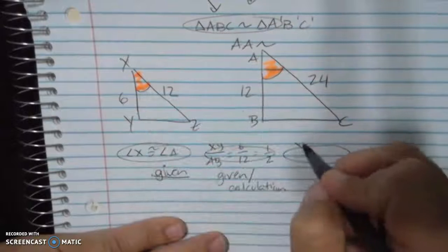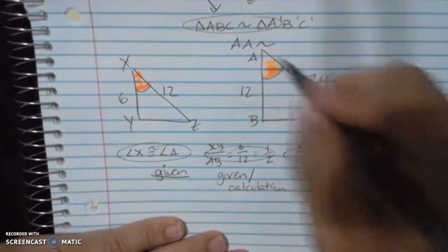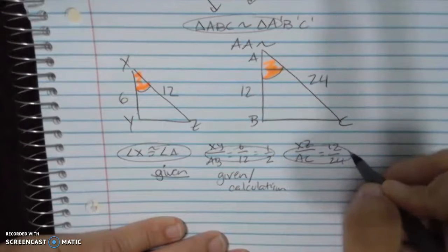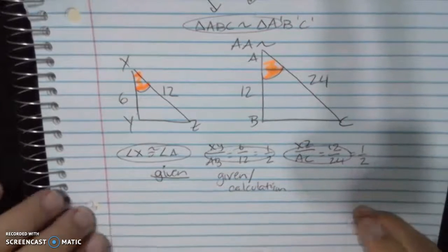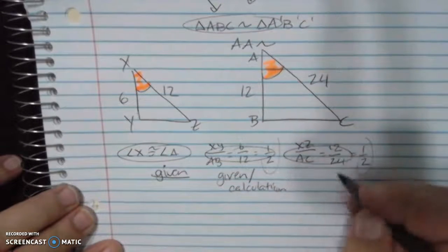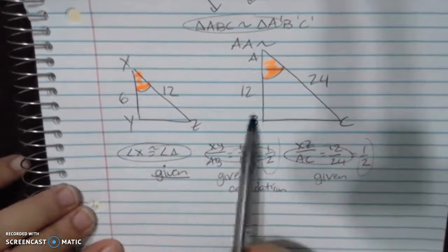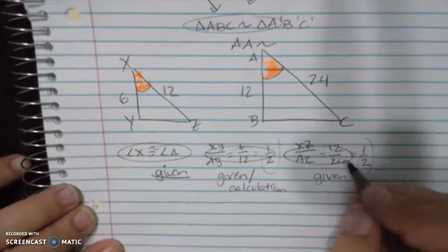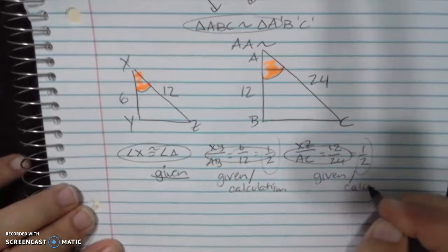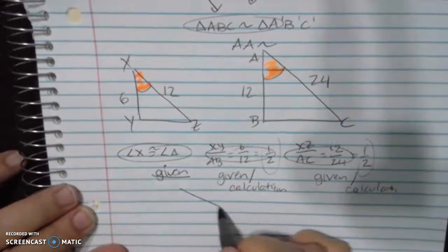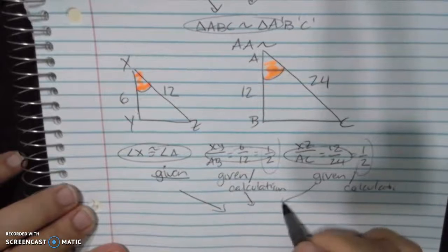And then let's look at XZ and compare that to AC. And that is 12 over 24, which also reduces to 1/2. Well, do you see how I have the same scale factor? Again, that was given to me because the pieces of information, the 12 and the 24, were there, but I had to do a calculation. And because the scale factors are there, I can prove that the triangles are similar.